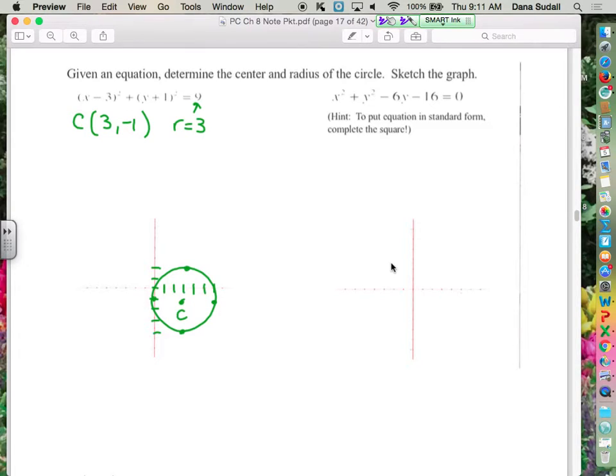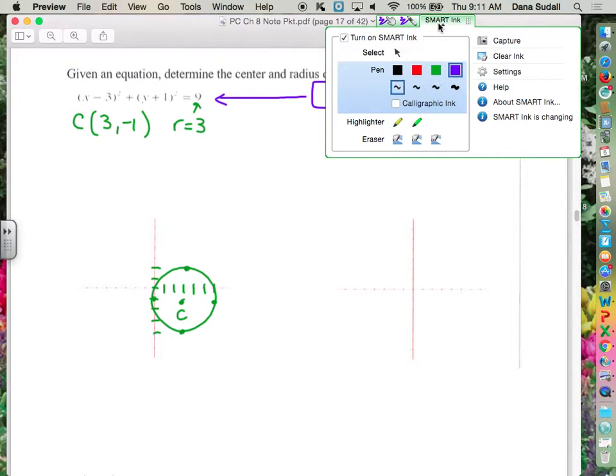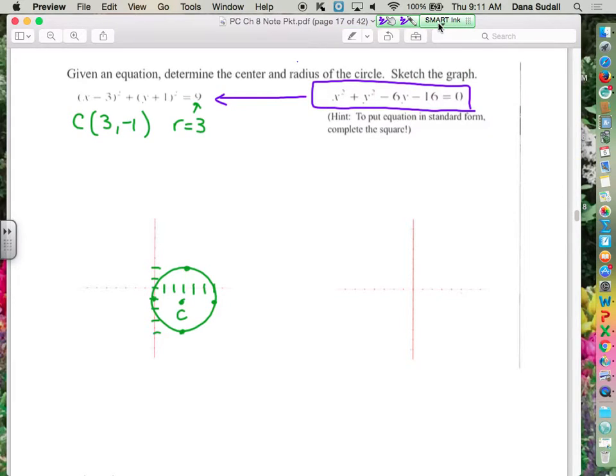If your equation looks like this, you don't see parentheses anywhere in there. We want to put it in that form. We want it to look like this one here. So we need to complete the square for it. So the way you complete the square, we do this for all of the different shapes that we're going to look at. This is just circles, but we do the same thing for parabolas and ellipses and hyperbolas.